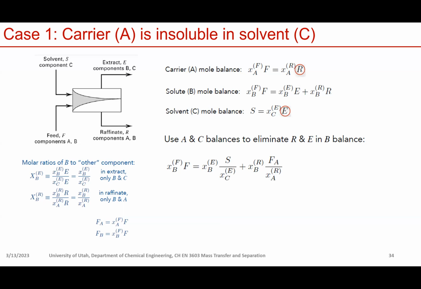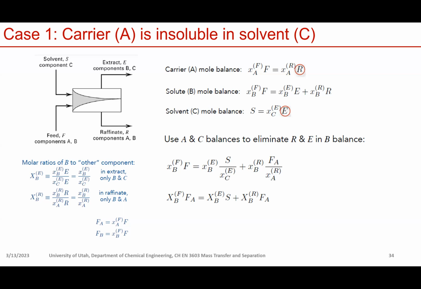Now let's also define the molar ratios of B to the other components. Because we know that in the feed stream, we have both component A and B.